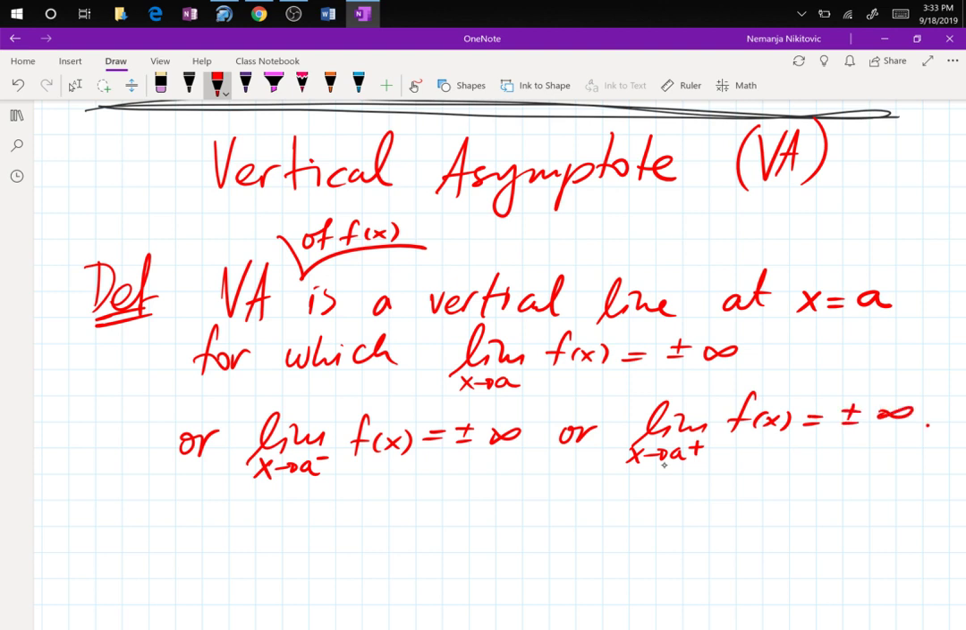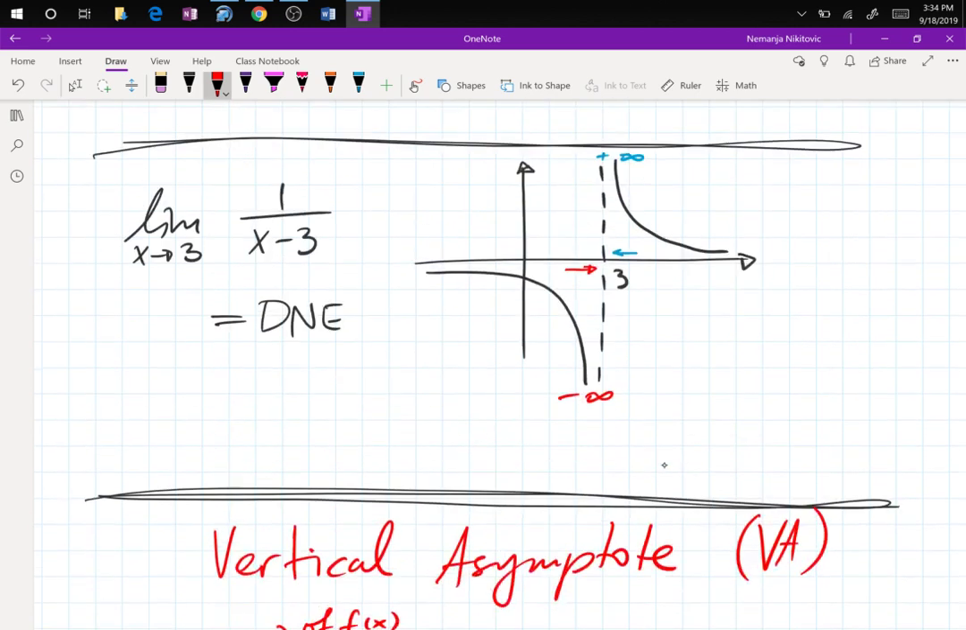So this definition here tells you that whichever one of the three gives you infinity at the point a, as you approach a, whether it's left, right, or both sides, you are going to have a vertical asymptote. Now, I think we're going to go and test those 4 examples and see that each one of them had a vertical asymptote at the number we were considering.